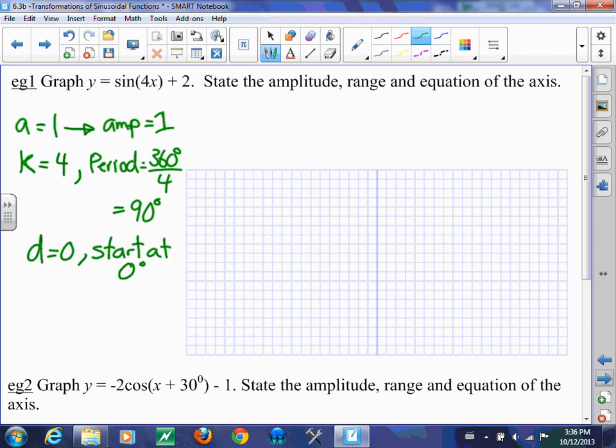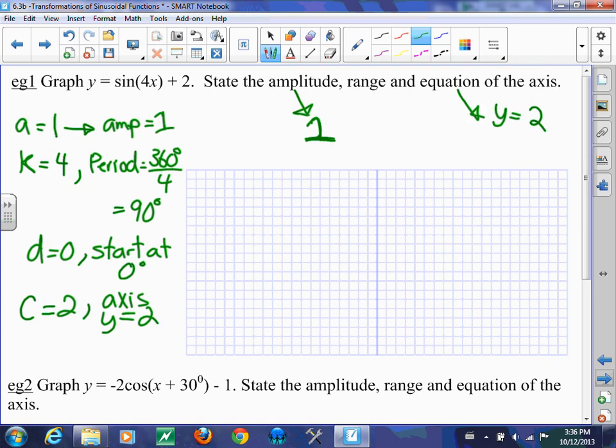Okay, and the last part that I need to do is my C. C equals 2, which is your axis of equation. So my axis is y equals 2. So far we've answered a couple of those questions. State the amplitude. We already know that equals 1. The range we're going to get after we draw it. We already know the axis, which is y equals c, so y equals 2. And we'll deal with the range after we finish drawing it. It's easier to take a look once we draw.